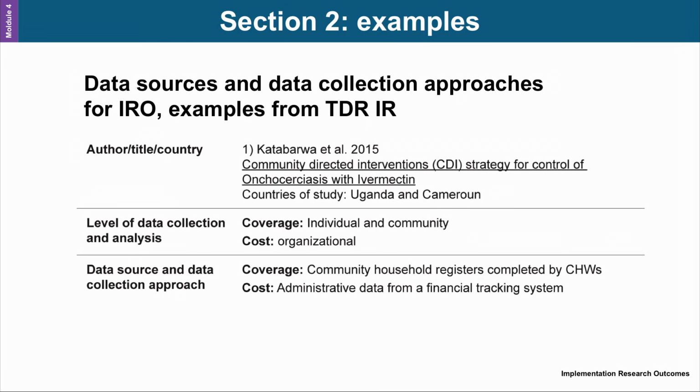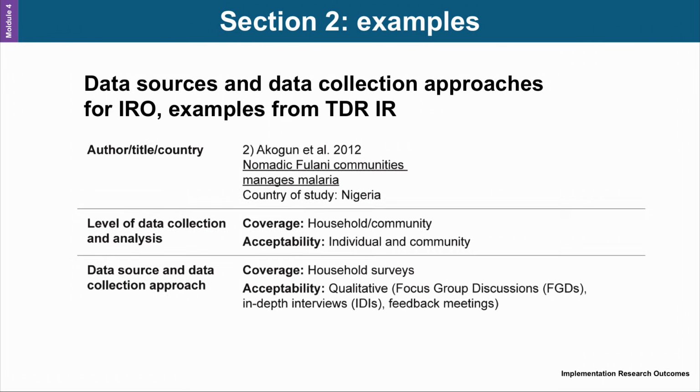They used both individual and community level data through community household treatment records that were completed by the community health workers. In the study, data on cost, which was defined as the cost of training, including allowances for the trainers, transport and food for trainees, and the training materials, was collected at the organizational level through the administrative system that already tracked these costs.